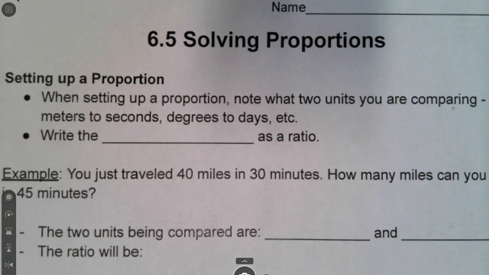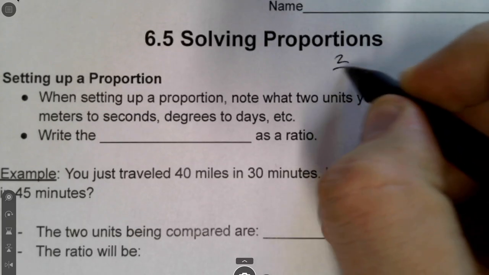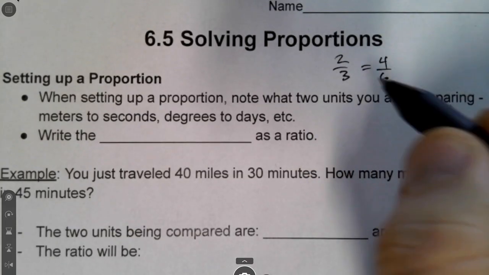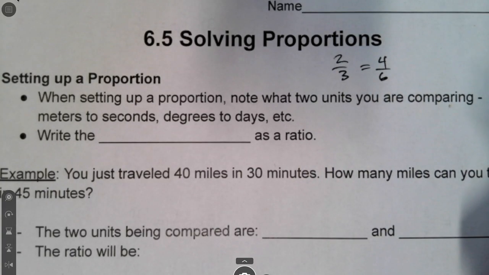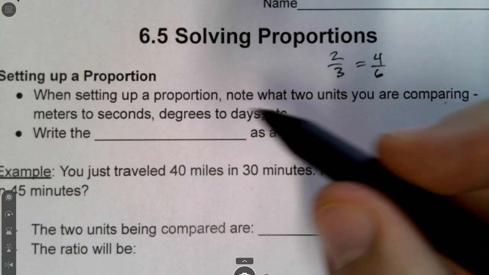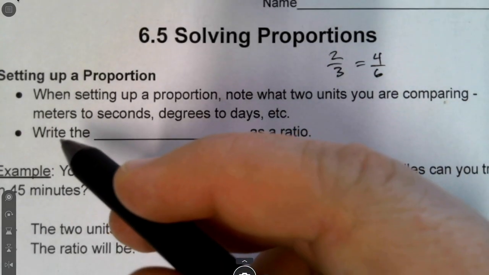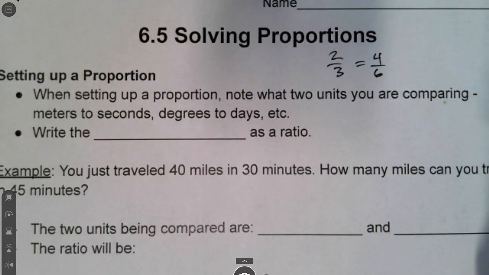Chapter 6, Section 5, Solving Proportions. Now, proportions, as you will see, is basically when we have two fractions equal to each other. Now, there would be a variable in there too, but just a proportion is two fractions set equal to each other. Now, when setting up a proportion, we'll be comparing two units. Could be meters to seconds, degrees to days, etc.